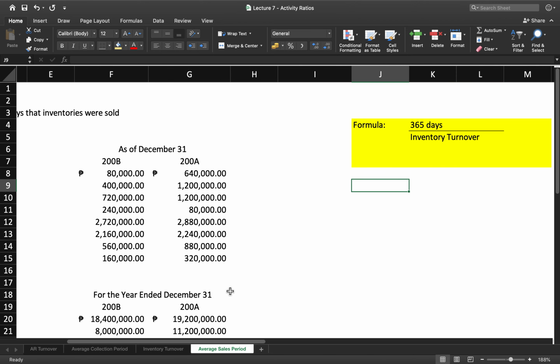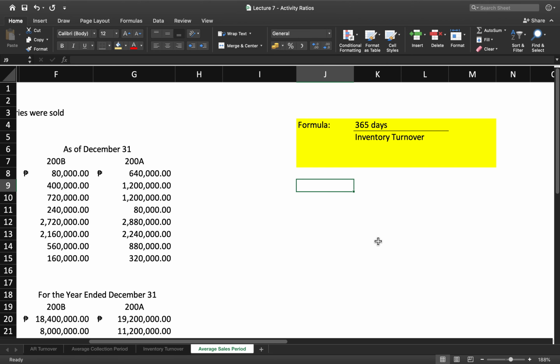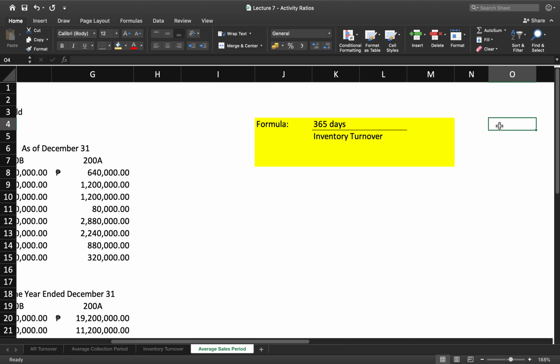So, katulad ng average collection period, there are also two types of formula. The formula that uses a conservative approach, which is 365 days, and the other formula, which is 360 days only. Okay?